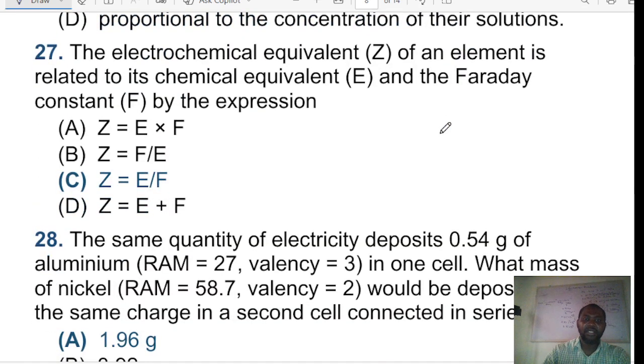Now the next one says the electrochemical equivalent Z of an element is related to its chemical equivalent E and the Faraday's constant by the expression. The answer to this question is C, but you don't need to really bother yourself with this if you're preparing for any of those exams.